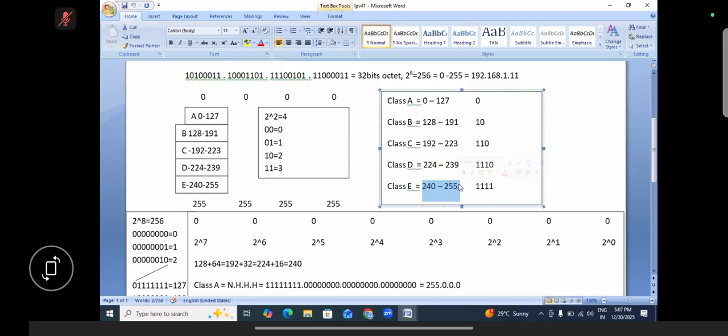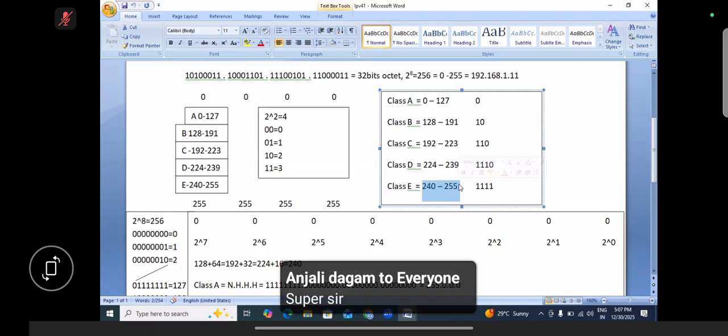I hope you got it, guys. This is Imran sir's formula. It's very easy, right? With the help of this formula, tomorrow we are going to perform subnetting also. This copyright belongs to Imran sir only, guys.